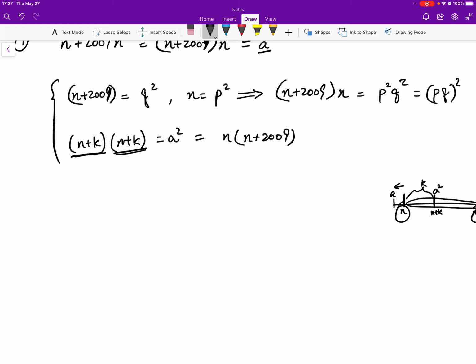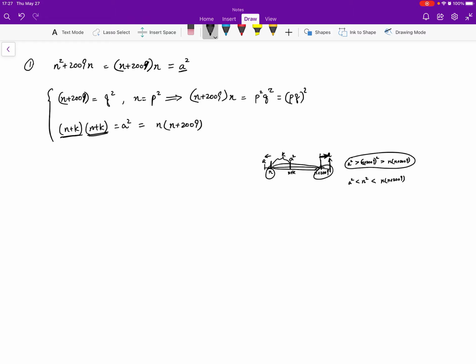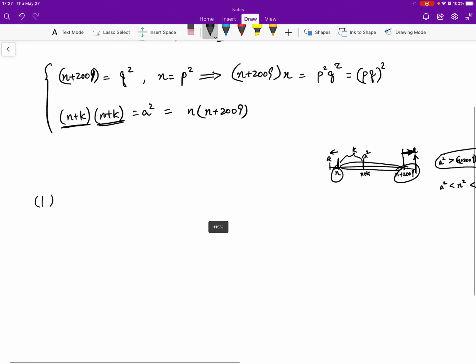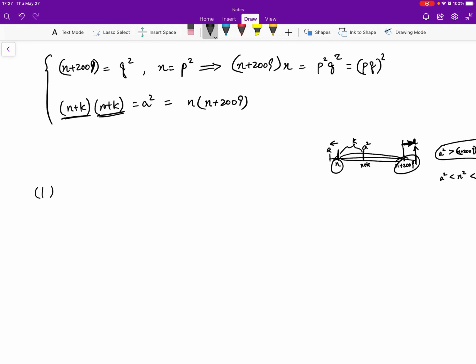Okay, so let's first look at case 1. Case 1 means the gap between two square numbers is 2009, because p squared equals n, and q squared equals 2009 plus n. So q squared minus p squared equals 2009.